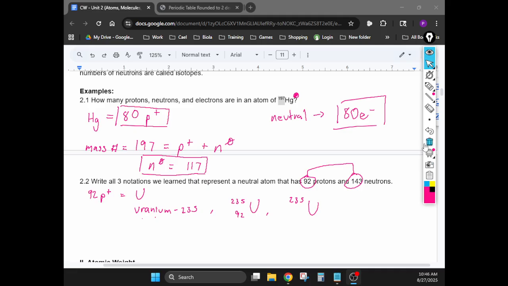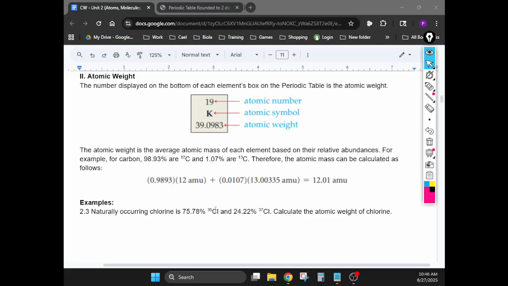Okay, so we're going to move on now. We're going to be talking about atomic weight. We talked about the number on the top, which is the atomic number, or the protons. We got the symbol that's in the middle. Now this number at the bottom is going to be called the atomic weight. A lot of times it's also referred to as the molar mass. We'll talk more about that next unit, and you might have learned it that way, but these two terms are pretty interchangeable. So atomic weight, molar mass, is just the number on the bottom of the box.